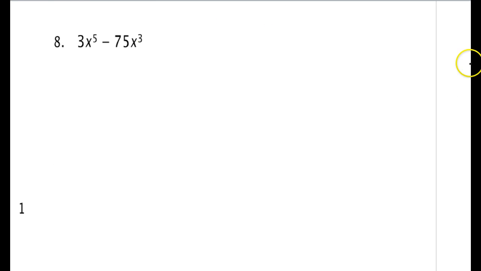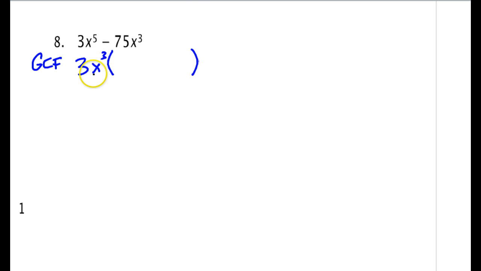All right, number 8. First step, guess what? GCF. So what number goes into both of these? 3. What about variables? Yeah, there's lots of x's. X to the 5th, x to the 3rd, so they both at least have 3.